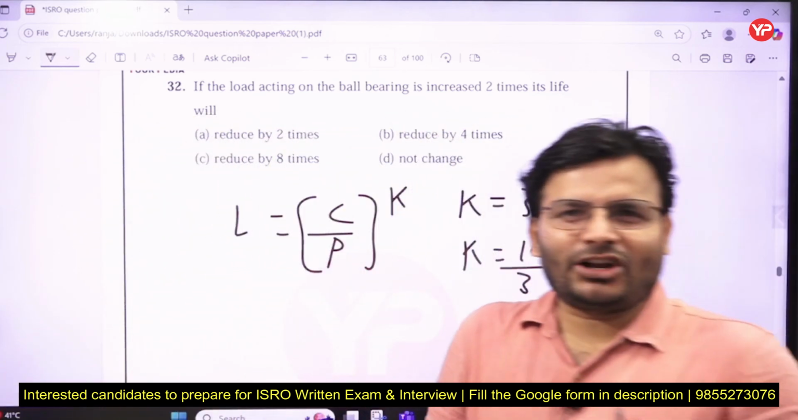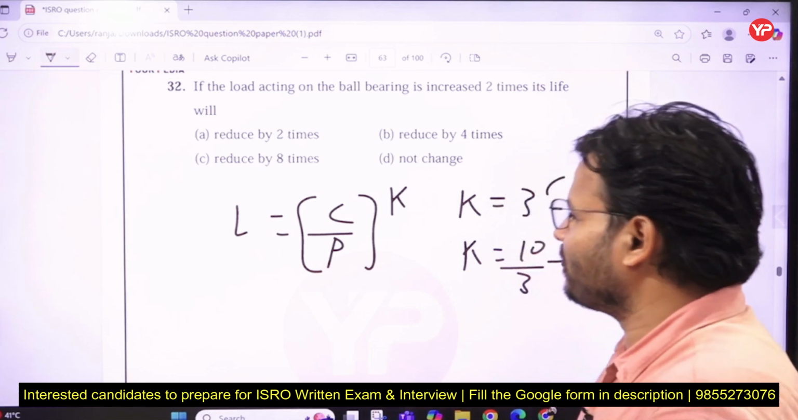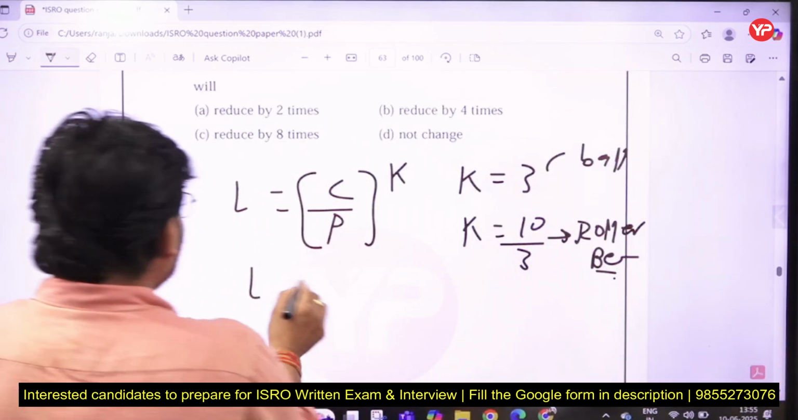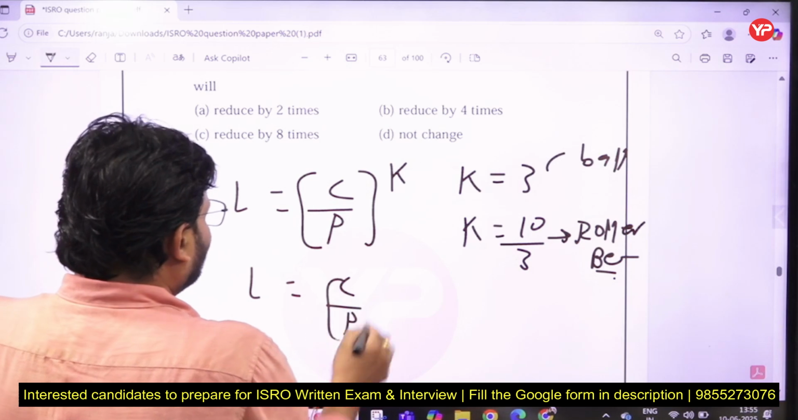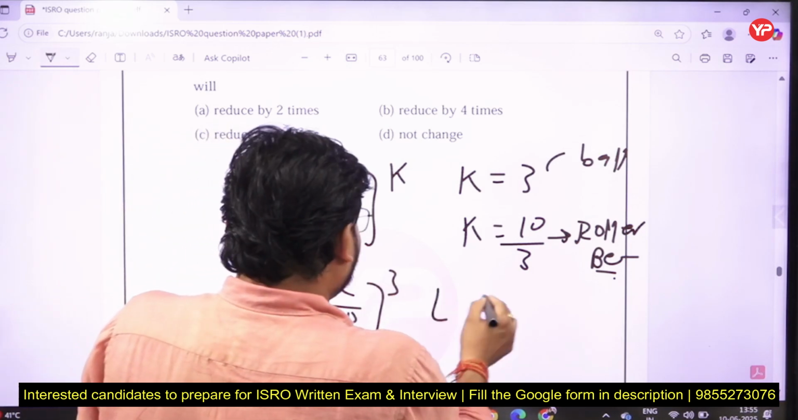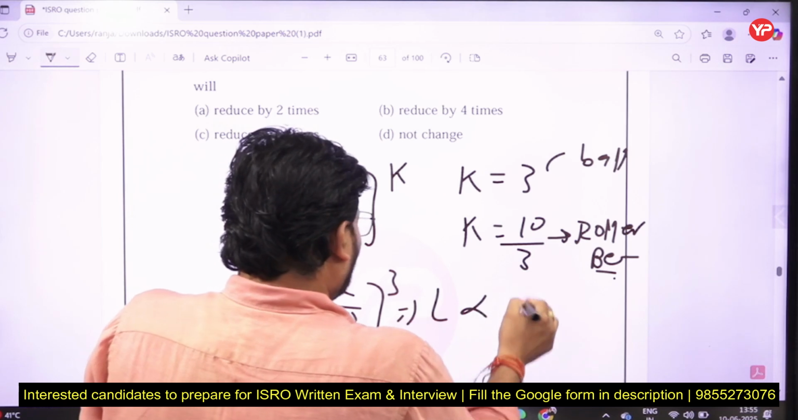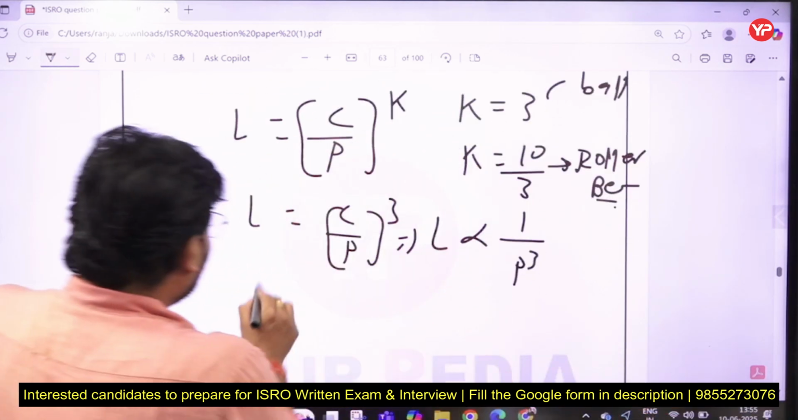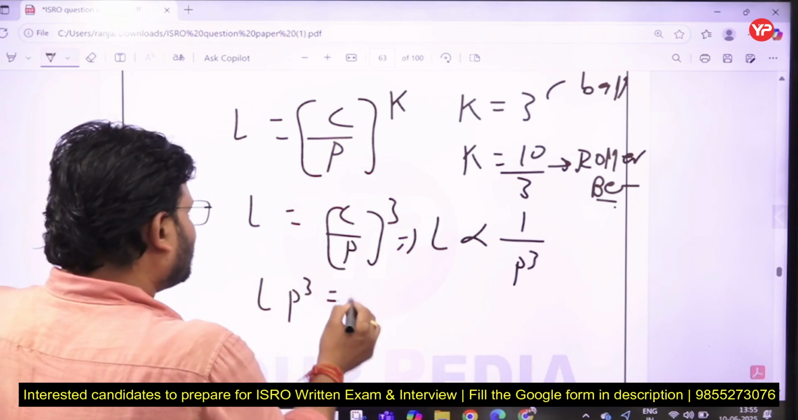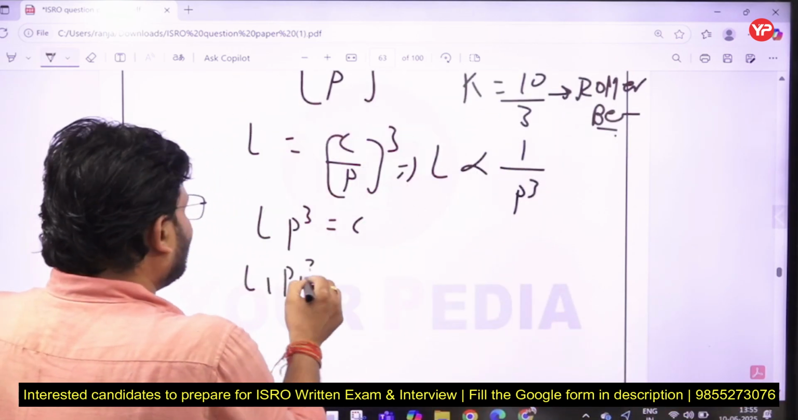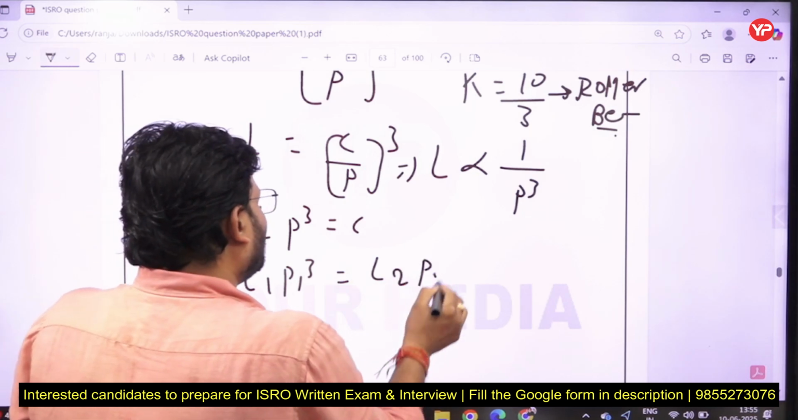So, or catalog load impact, sometimes you are used to say. So my dear friends, from there can I say L is equal to C upon P^3, because in the question C is constant. So L is proportional to 1 upon P^3. So L P^3 is equal to constant. So L1 P1^3 is equal to L2 P2^3.